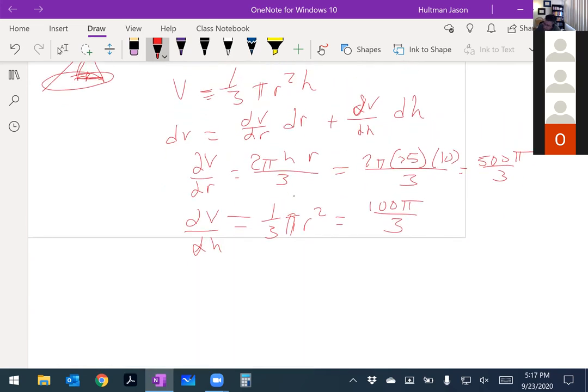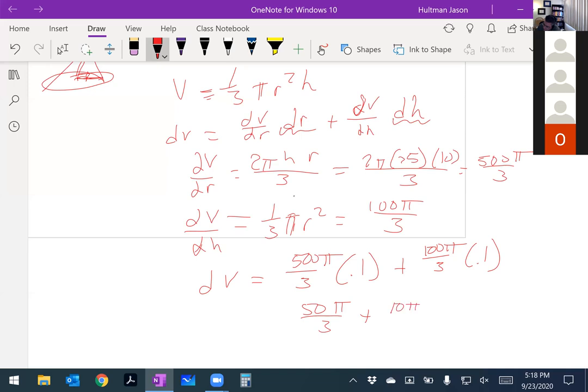But what was dr and dh? What was the change in r and the change in h? Well, we said that each of those was 0.1. So the maximum change in the volume has to be 500 pi over 3 times 0.1. I'll write it as 0.1, otherwise you're not going to know what I did. Okay, plus 100 pi over 3 times 0.1. So this is 50 pi over 3 plus 10 pi over 3, which is 60 pi over 3, which is 20 pi.